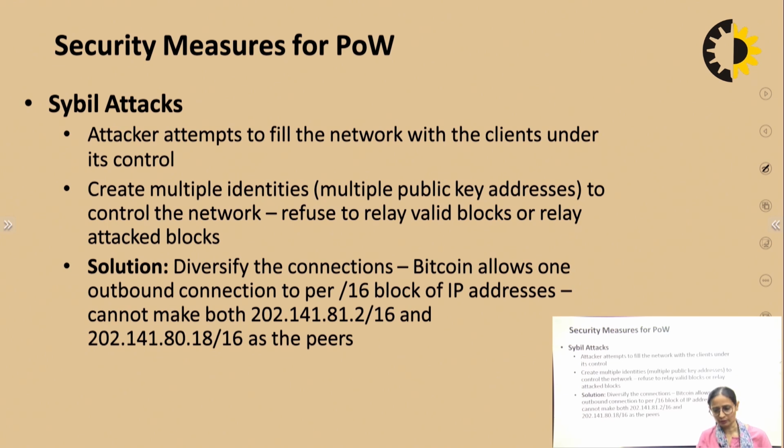Security measures for POW. Cyber attacks: attackers attempt to fill the network with clients under their control and create multiple identities. How are the cyber attacks carried out? Multiple public key addresses are used to control the network, and they refuse to relay the valid blocks or relay the attacked block. This is the thing which attackers do in a cyber attack. Either they won't relay the valid blocks, or they will relay their own malicious blocks.